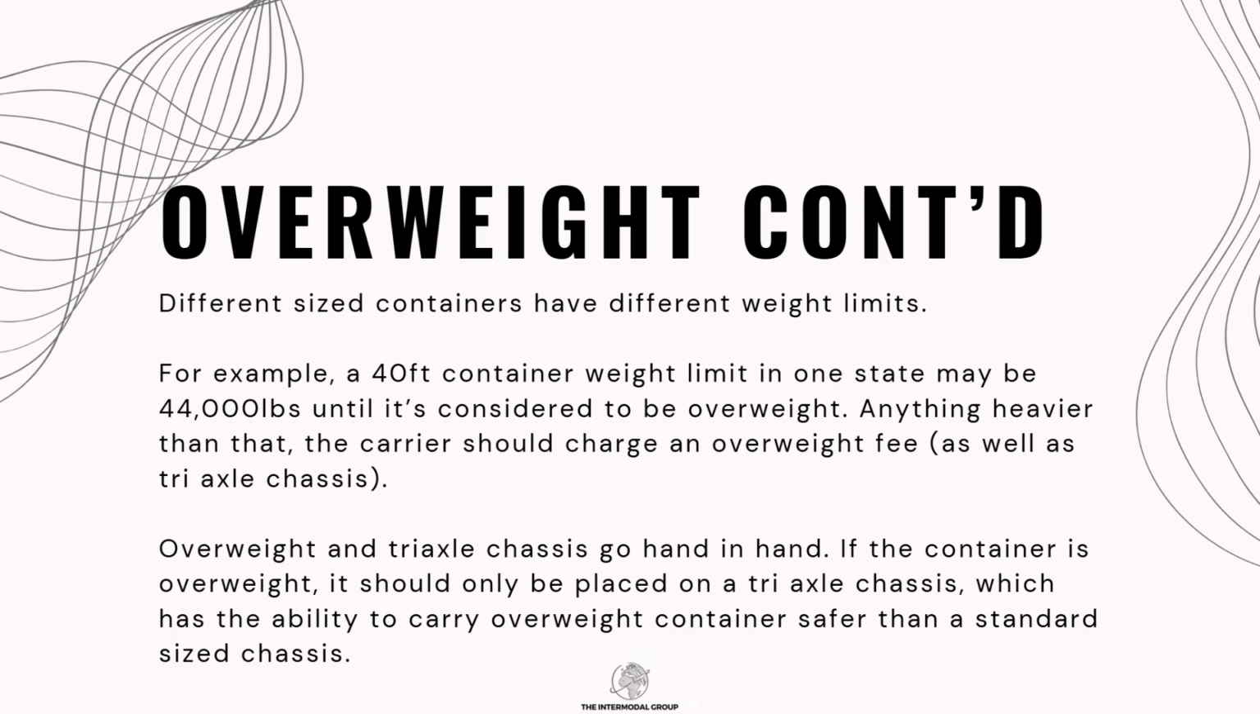Different size containers have different weight limits. So, for example, a 40-foot container weight limit in one state may be 44,000 pounds until it's considered to be overweight. Anything heavier than that, the carrier should charge an overweight fee as well as a triaxle chassis fee. Overweight and triaxle chassis go hand in hand. If the container is overweight, it should only be placed on a triaxle chassis, which has the ability to carry overweight containers safer than a standard size chassis.